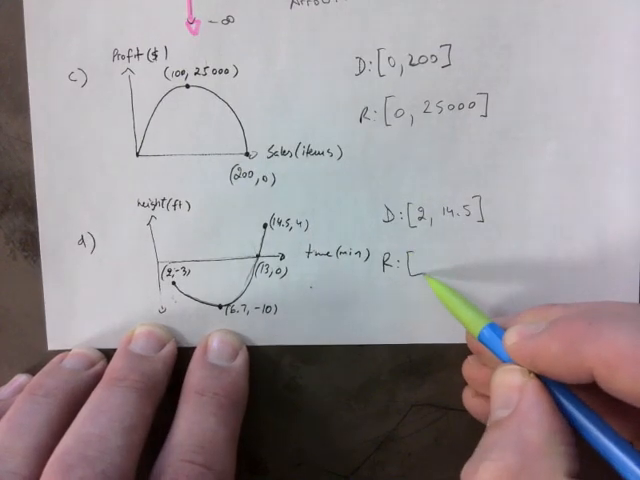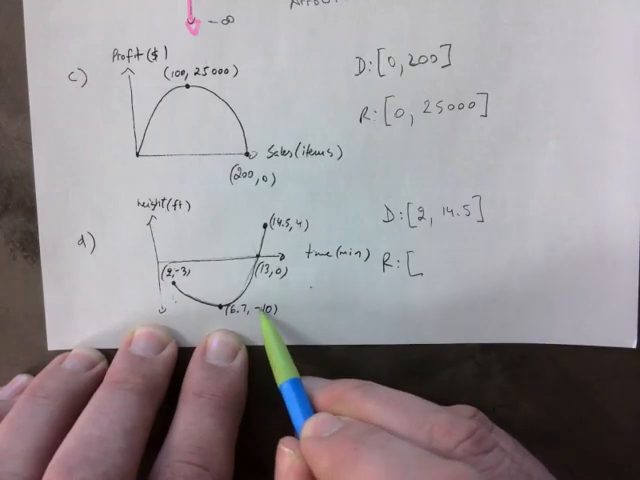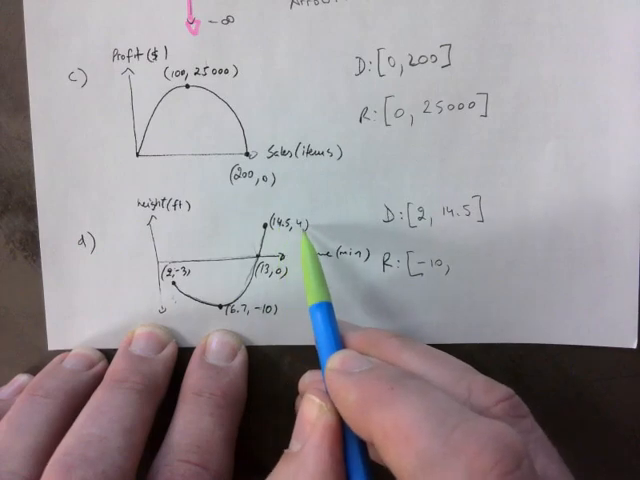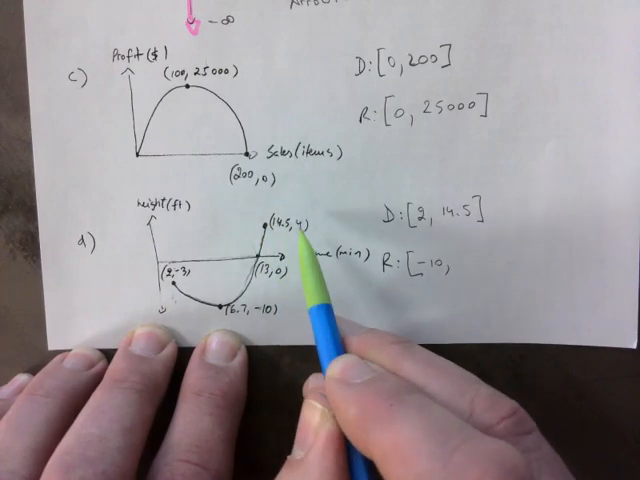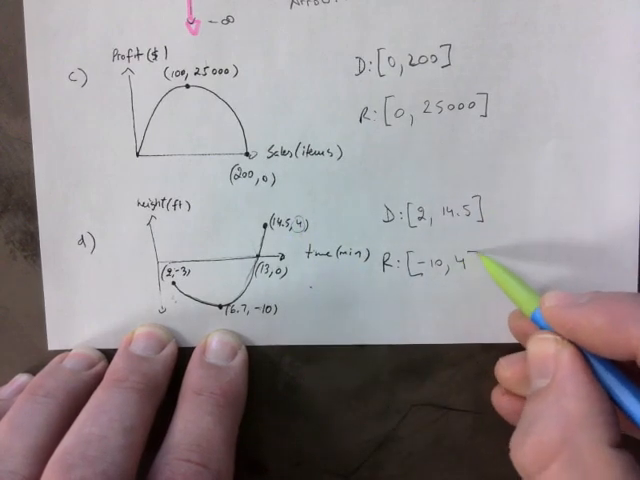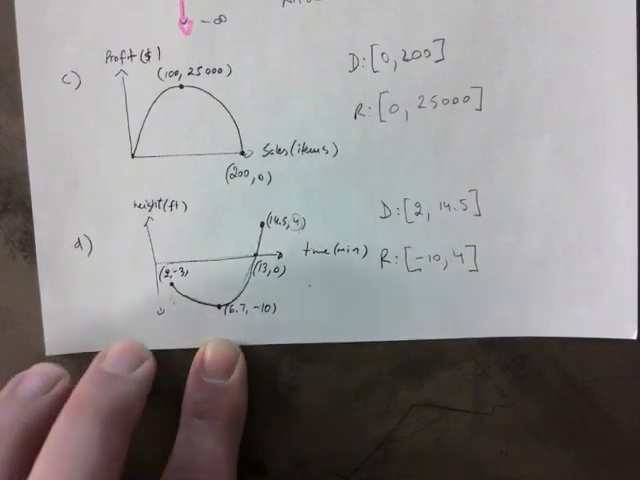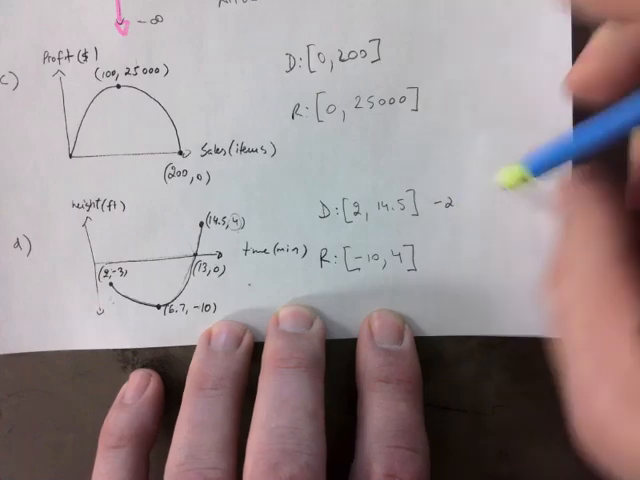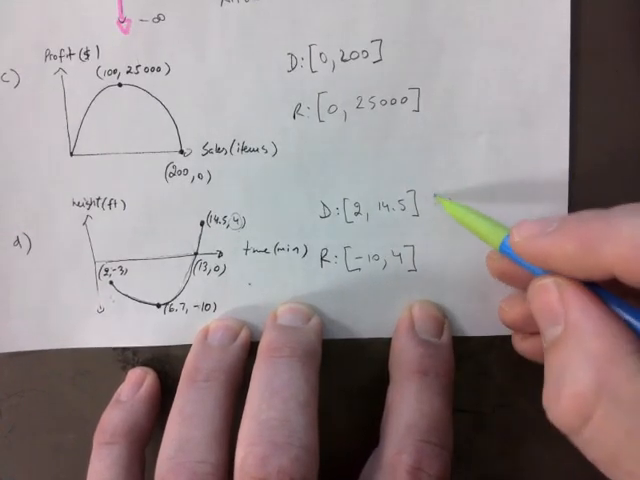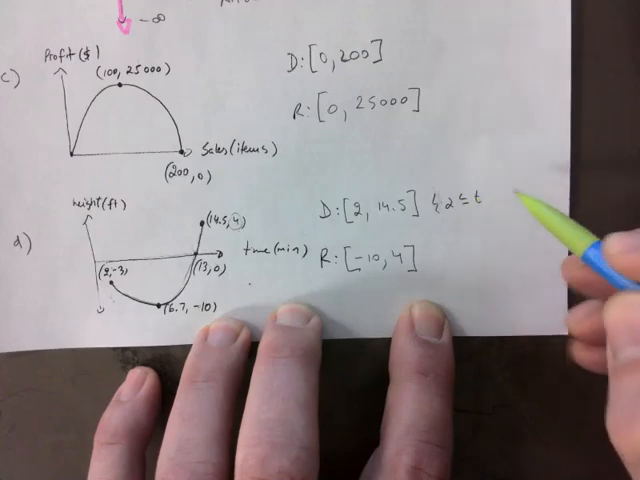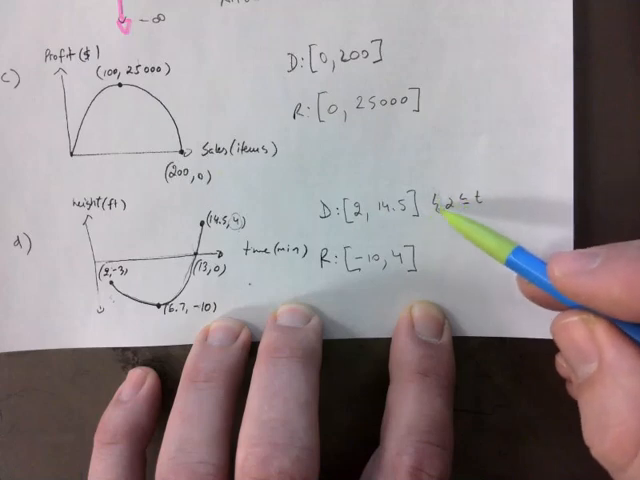For range, the lowest I ever get to is -10. And the highest I ever get to is, at this point, you just have to grab the right number. We're talking y values, so it's 4. Okay? Like that. And in terms of rewriting it, it's the same. Sorry, not -2. 2.